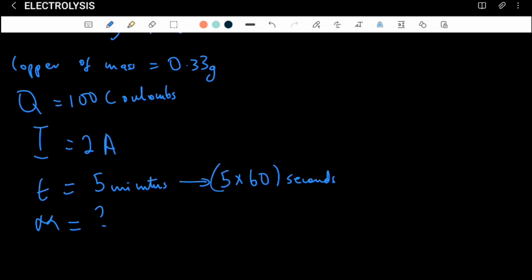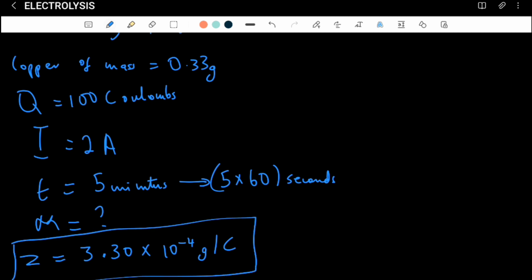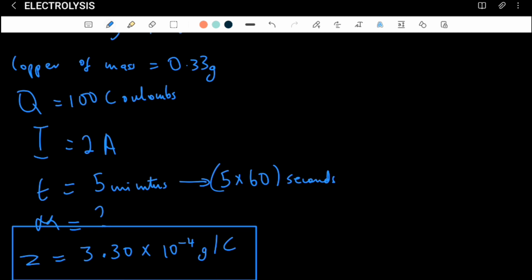All right, so let's name our values. Z, which is the constant, is 3.30 times 10 raised to the power of minus 4 grams per coulomb. I should have stated this earlier. It's a constant. It has this particular value of the electrochemical equivalent.